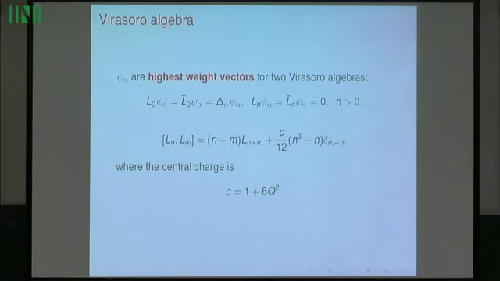They define you. The eigenfunctions of the Hamiltonian are highest weight vectors, which are annihilated by some positive index operators, and then the operators satisfy this algebra where the central charge is given by this number 1 plus 6q squared.